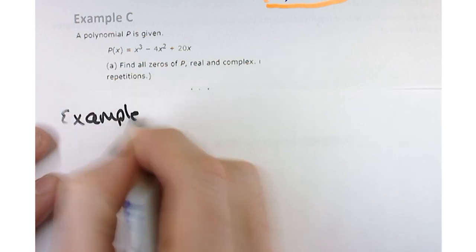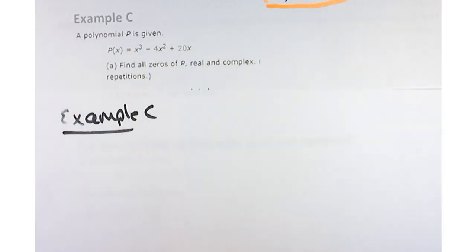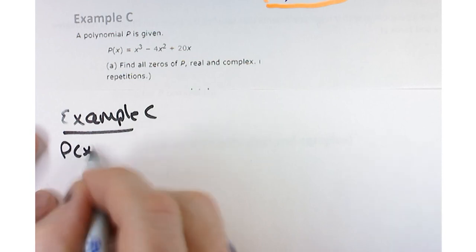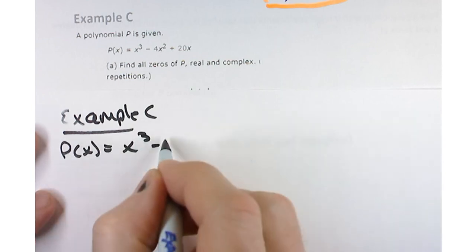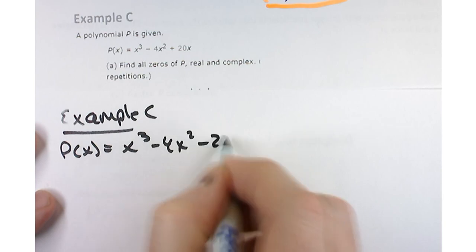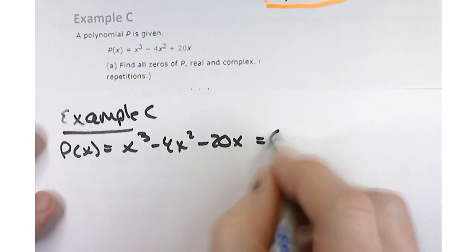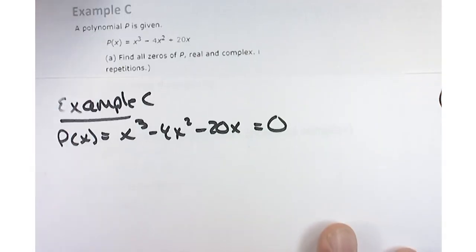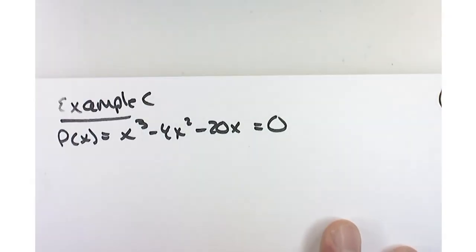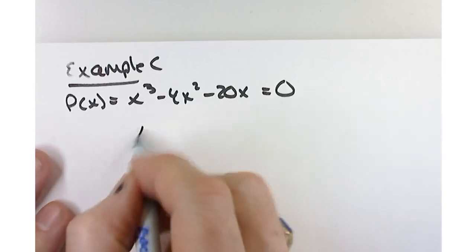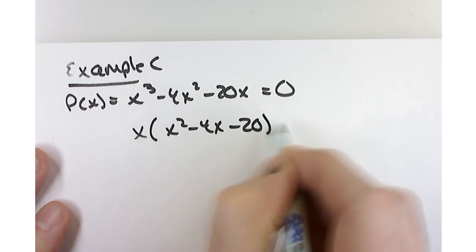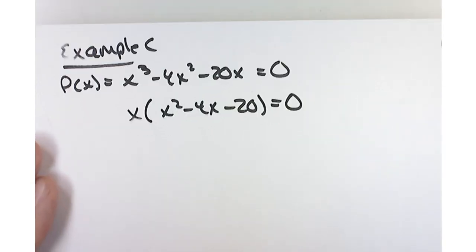Example C. I'm not going to try and squeeze it in a little space here. We want to do the same thing here that we did with our previous problems. I want to set p of x equal to 0 and solve. So if I set that equal to 0 and solve, then what's a good first step? Factor out an x. Yeah, absolutely. Factor out an x. That's x times x squared minus 4x minus 20 still equals 0.